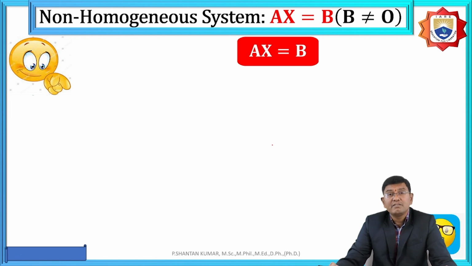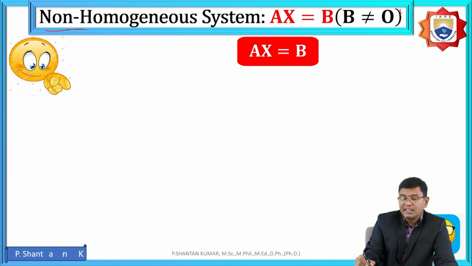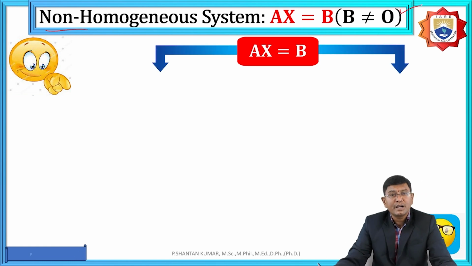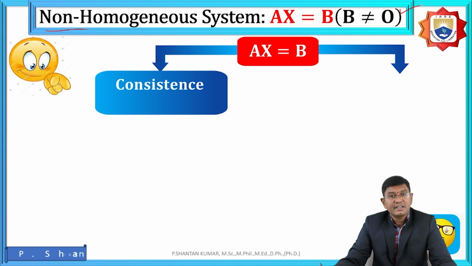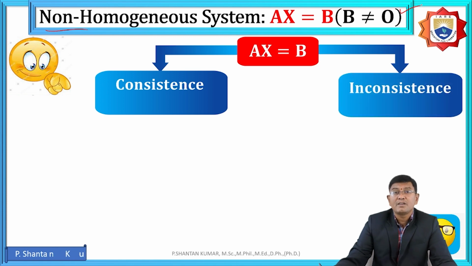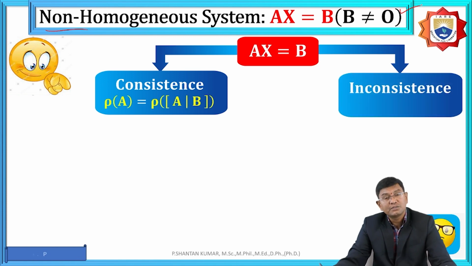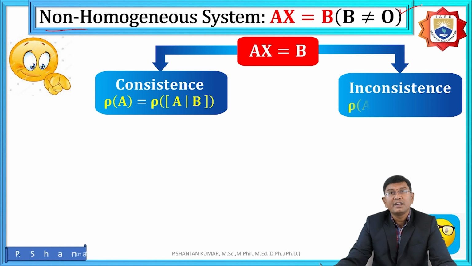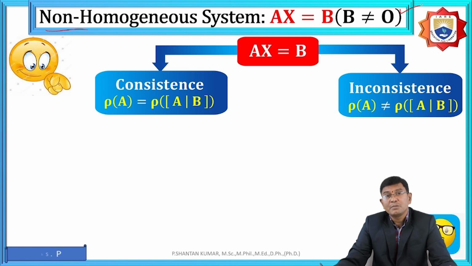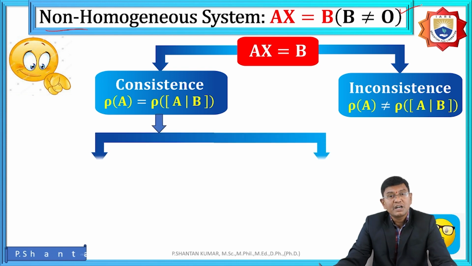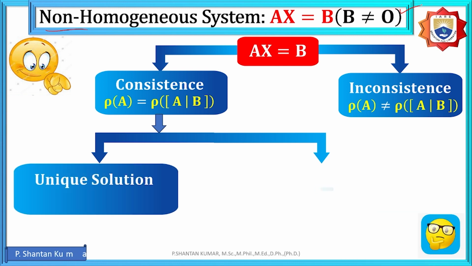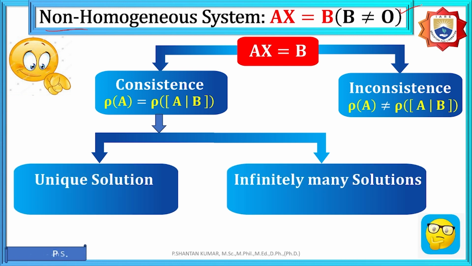Here, first of all, we need to write AX equal to B, and here the non-homogeneous equation means B is not equal to 0. Under this, the system may be consistent or inconsistent. What is consistent? That means rank A is equal to rank AB. And inconsistent is rank A is not equal to rank AB. Consistent has two cases: a unique solution and infinite solutions. And inconsistent means no solutions.